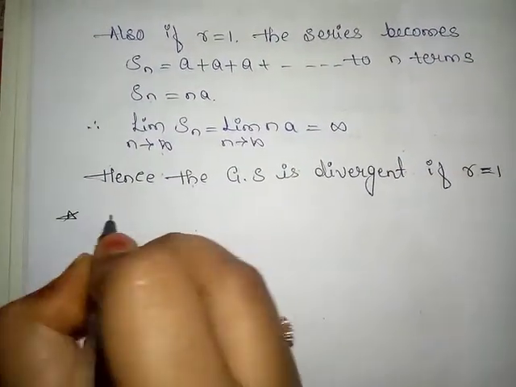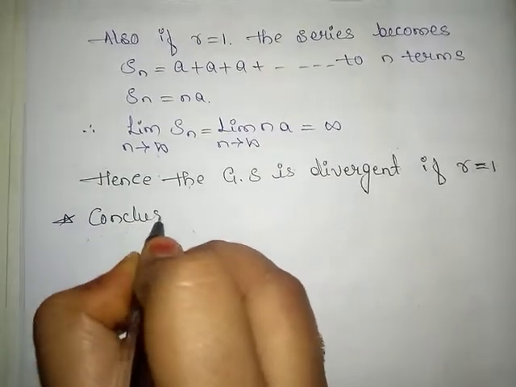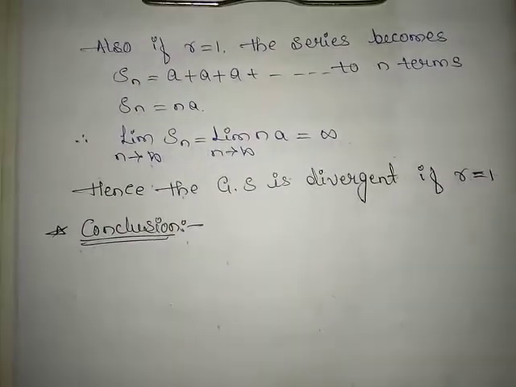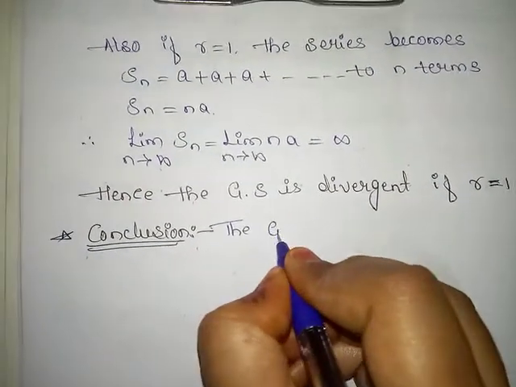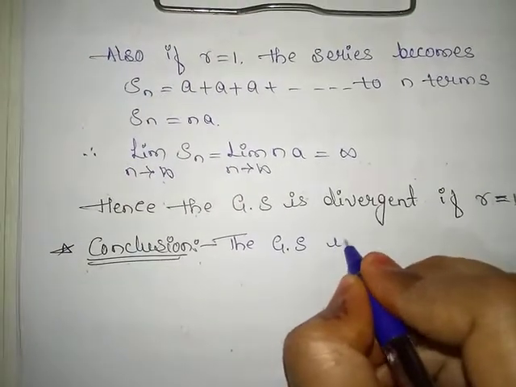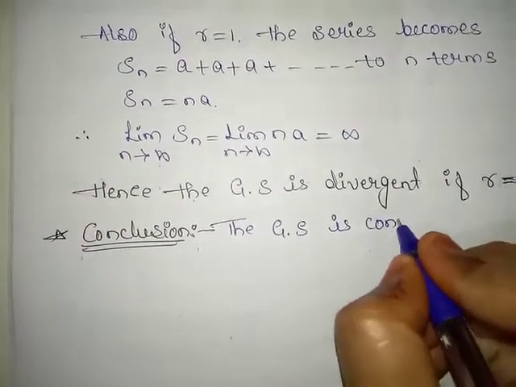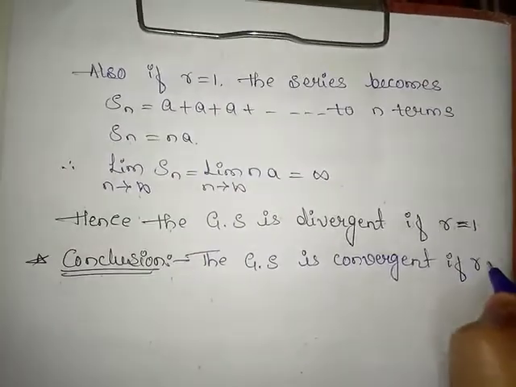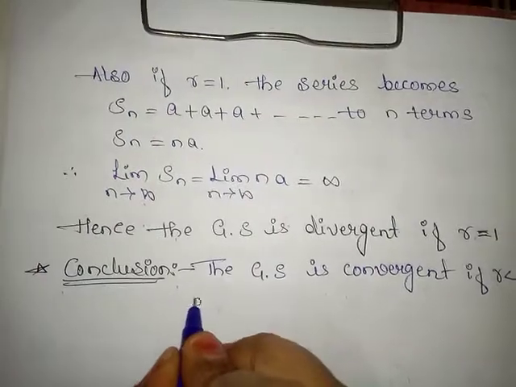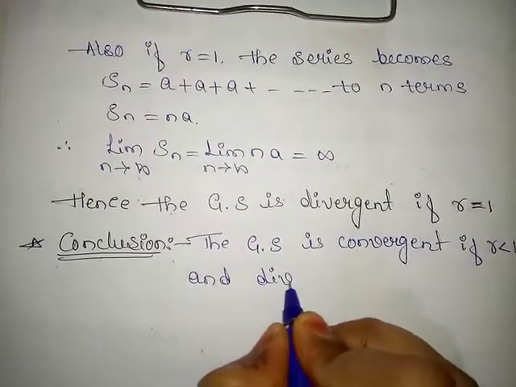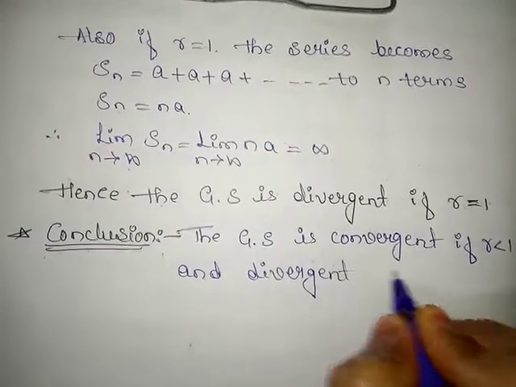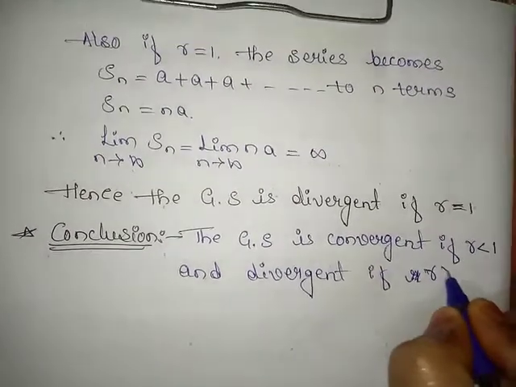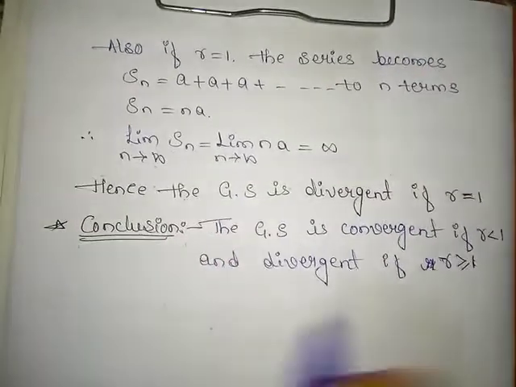Here I will write a final conclusion. On seeing the above result, what we conclude is the geometric series is convergent if r is less than 1 and divergent if r is greater than or equal to 1. This is our conclusion.